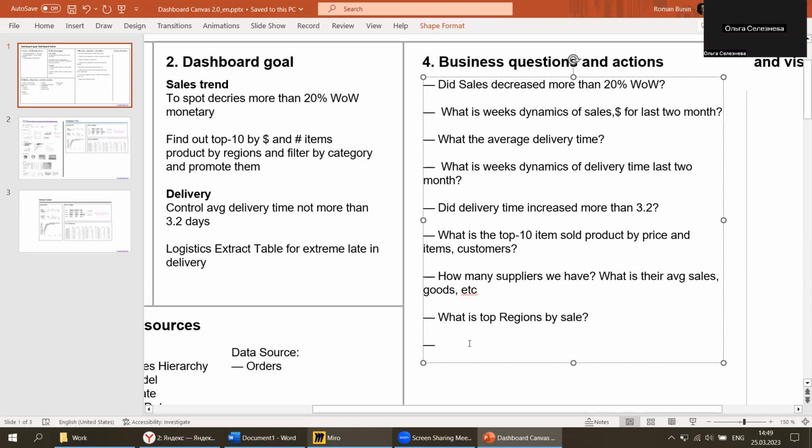Okay. Maybe we can add something related to regions, like delivery countries or delivery regions, in order to somehow figure out the logistics scheme and optimize it. Okay. What are the delivery regions? Okay.